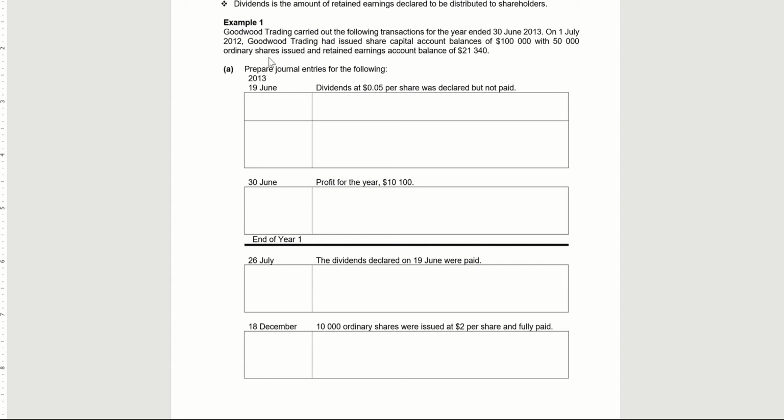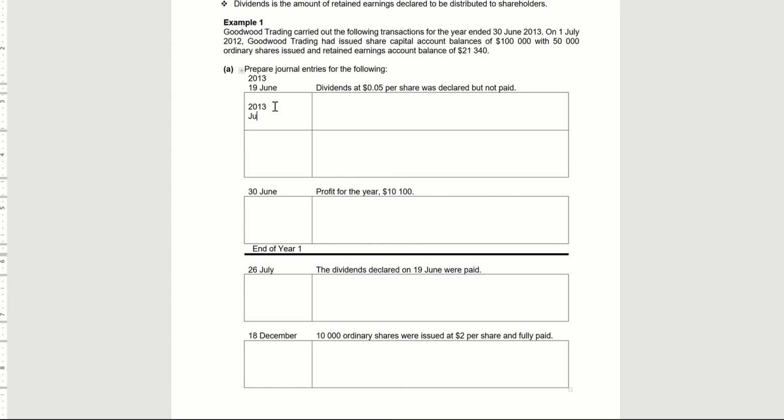Retained earnings was given as 21,340. So on 19 June 2013, dividends was declared. So what must we do to record this event? Write down the date, 2013 June 19. What is the journal entry for this? We're going to debit dividends.